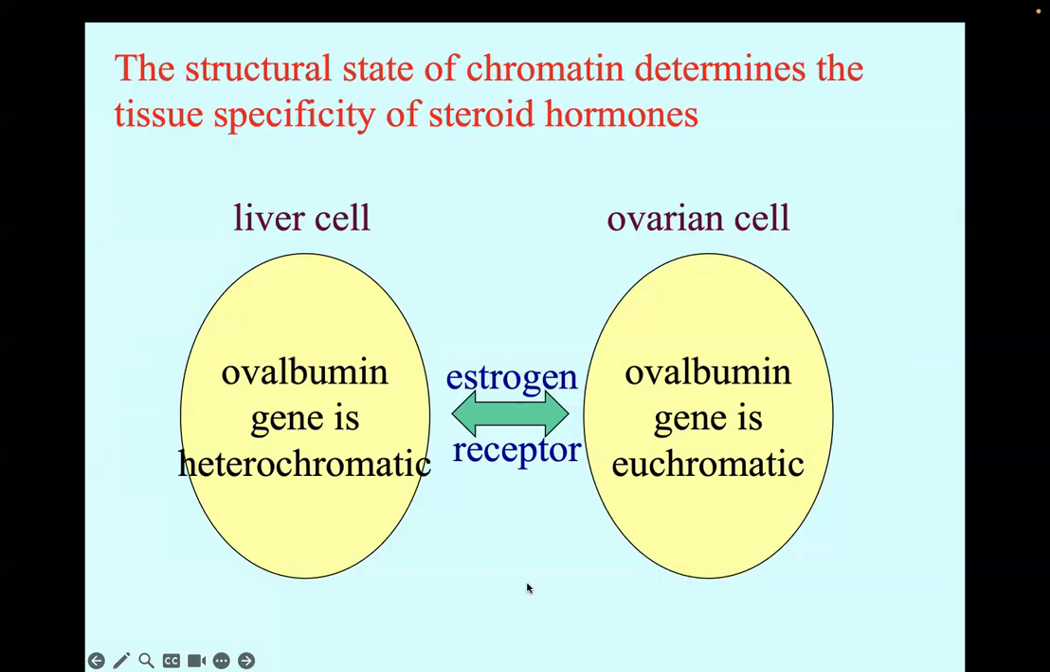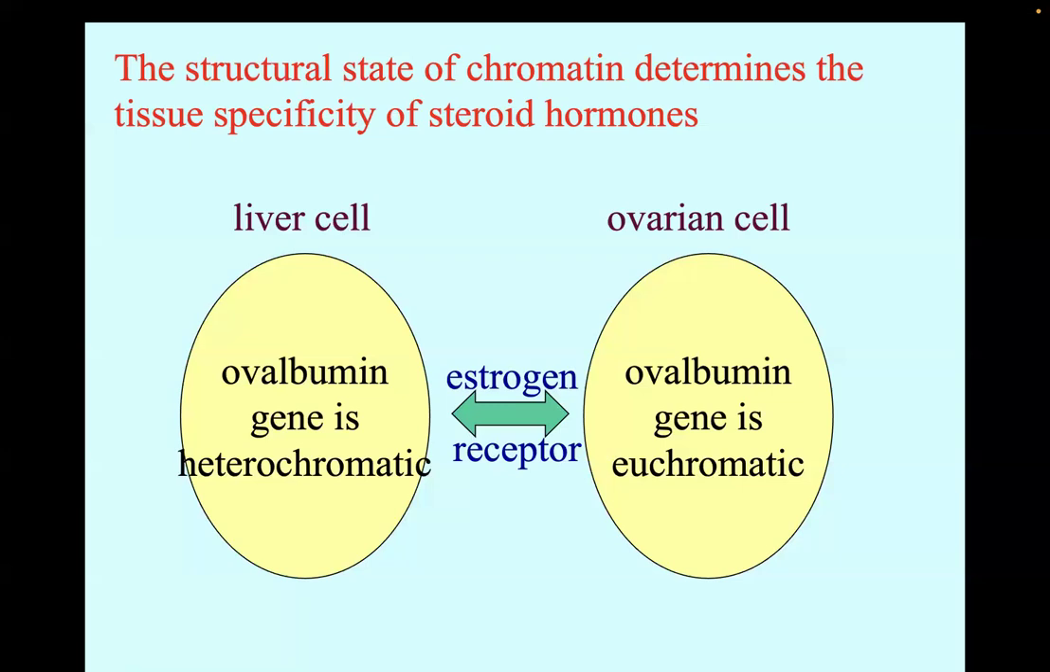So why is that? Well, it could be because they don't have the estrogen receptor, right? This is under the control of estrogen. Okay, but that's not the fact. The fact is, liver cells have the estrogen receptor. So that means they should be able to make ovalbumin, but they don't.